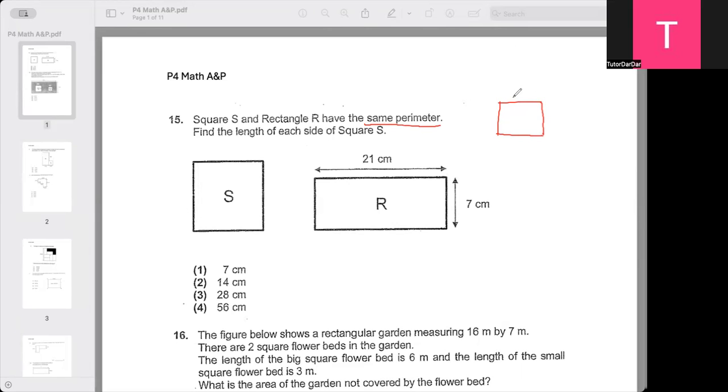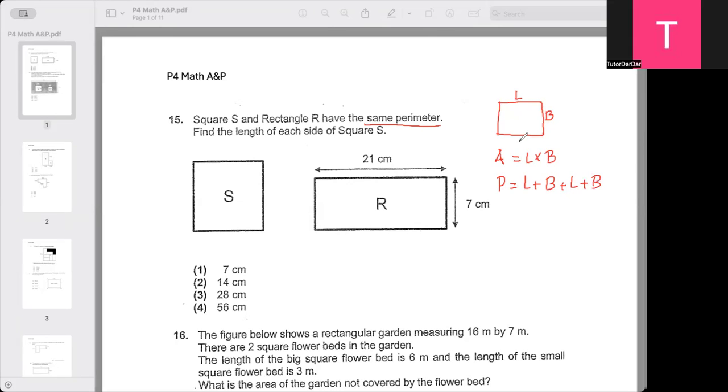Okay, so for a rectangle, you will have length and the breadth. Length is the longer side, breadth is the shorter side. So what is the area of a rectangle? The formula will be length times breadth. For perimeter, it will be L plus B plus L plus B.